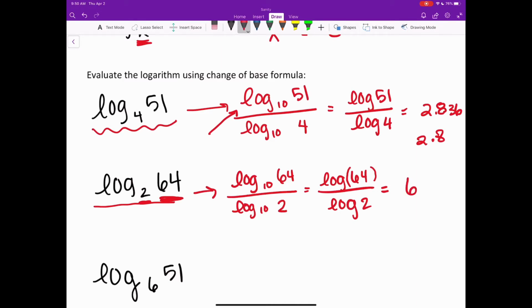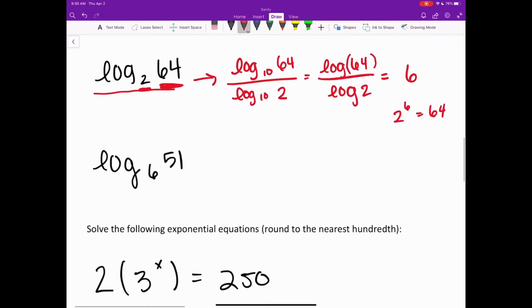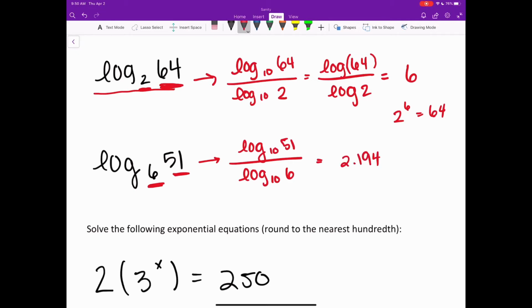And actually that's going to get you 6 because, well, we know 2 raised to the 6th power is going to give you 64. Last one here, again, log base 10 of 51, just using that change of base formula, divided by log base 10 of 6. Again, you plug that into your calculator, you're going to get 2.194. We'll round that off to be about 2.2.